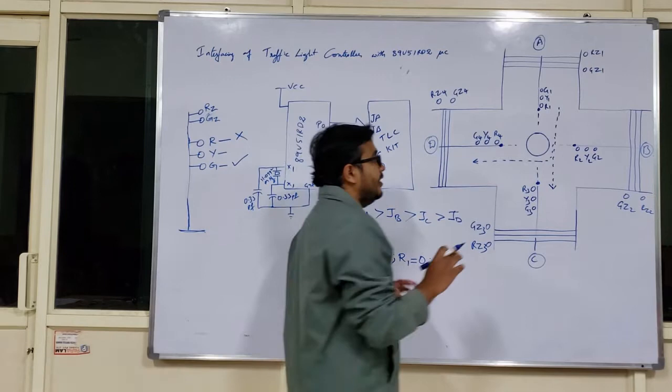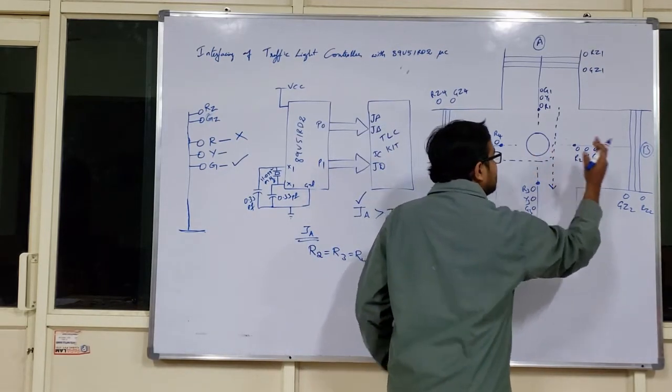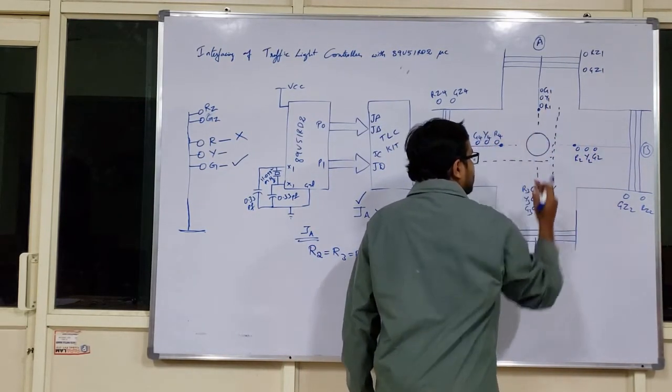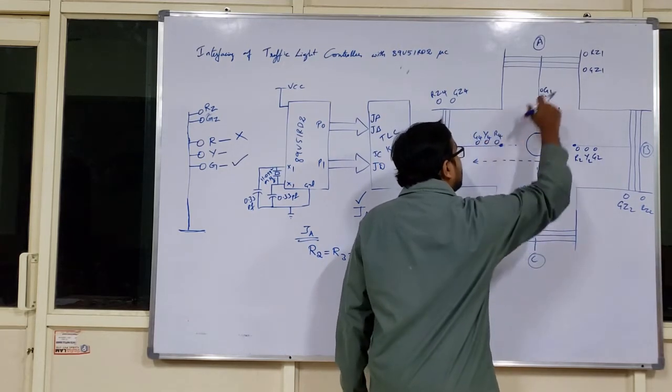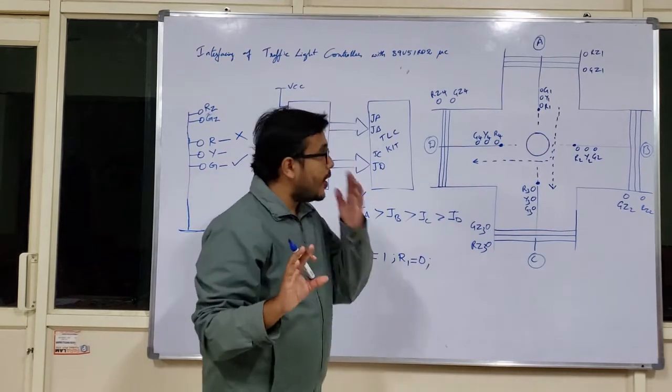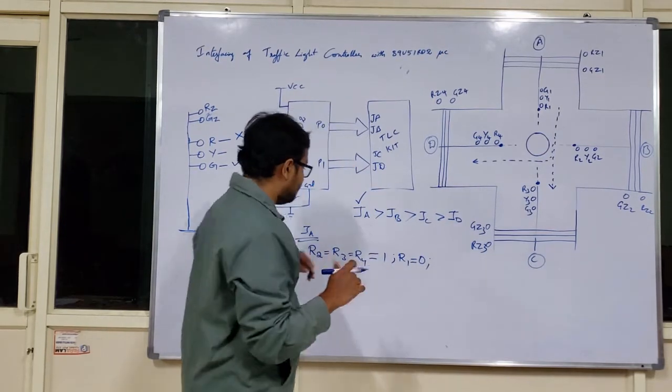Why? Because I have stopped the flow of vehicles from B road to either of the roads, from C road to either of the roads, and from D road to the remaining roads. I completely stopped the flow of vehicles.